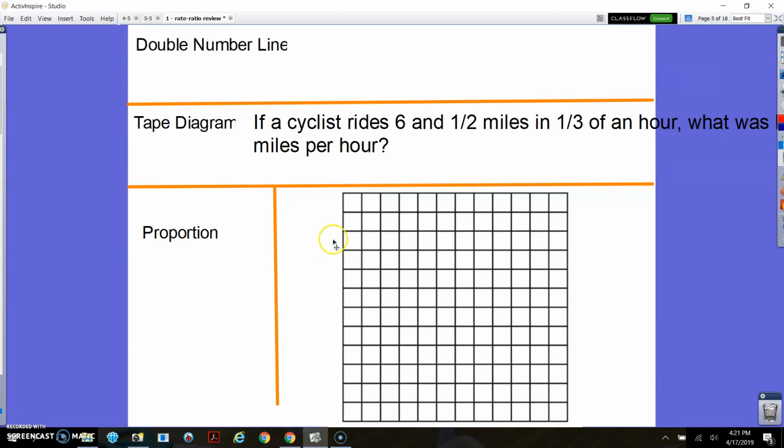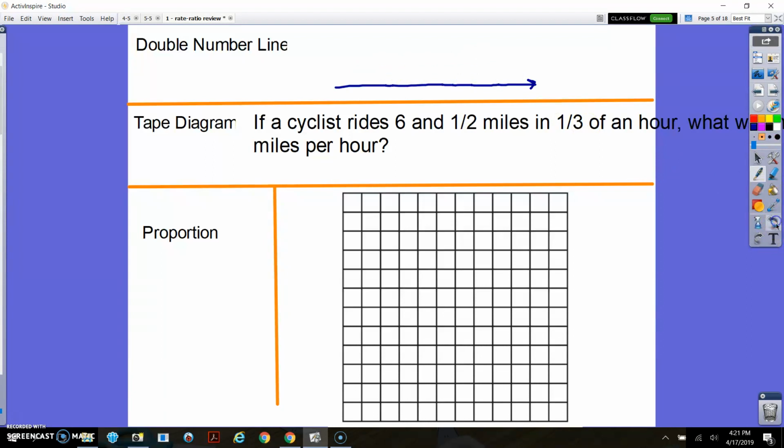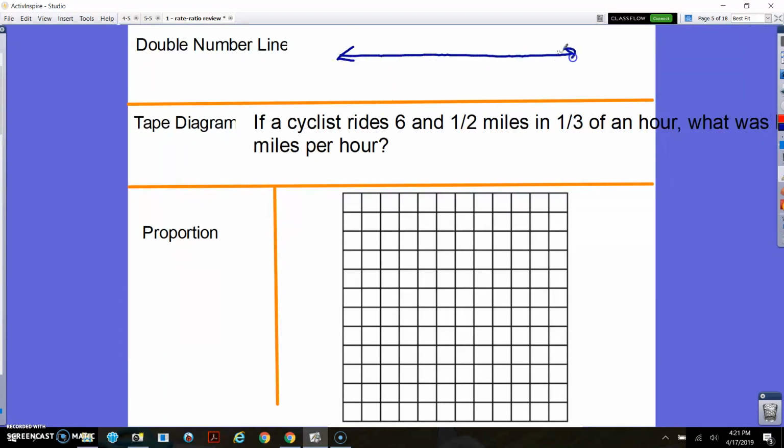Okay, so let's review. So the way I would do this with a double number line strategy, I love this one if I'm going to be going up in repetitions of one of the numbers. I don't like it if I have to go backwards and divide. It gets a little confusing, but this is a good case for it here. Because the way I would set it up is I would set up a number line for miles, and I would set up a number line for hours.